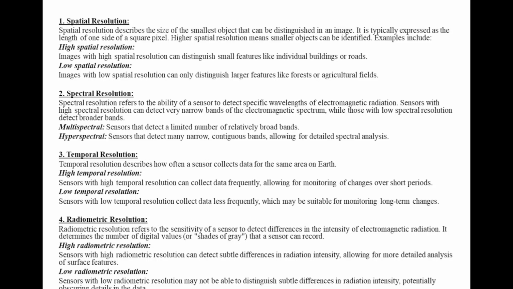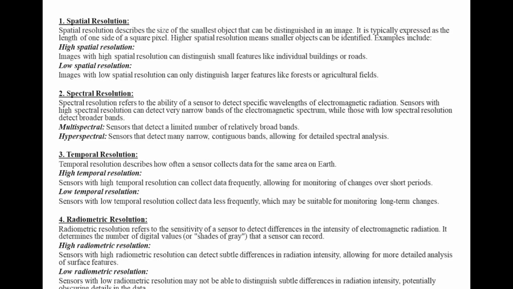So spatial resolutions are of two types: high spatial resolution, low spatial resolution. You must have understood this. High spatial resolution means smaller pixel. Low spatial resolution means bigger pixels. High spatial resolution, smaller pixel, means you get more information. Low spatial resolution means bigger pixels, you get lesser information.